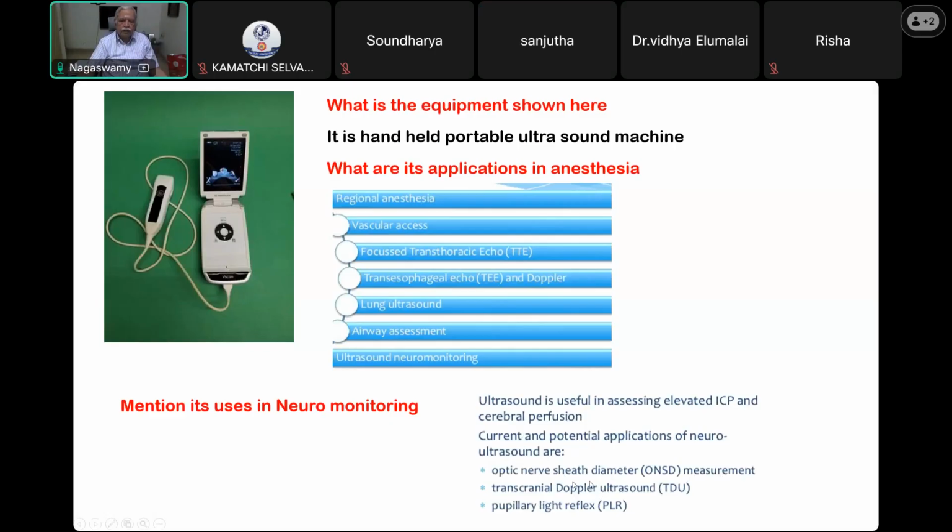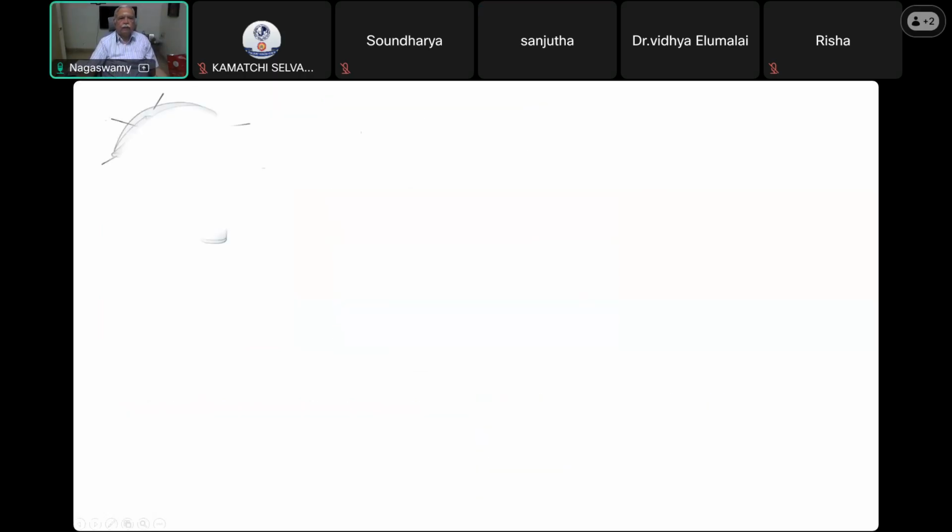And you can use transcranial Doppler ultrasound if you have it. And pupillary light reflex also can be assessed by using this. Very simple equipment that you are using every day.